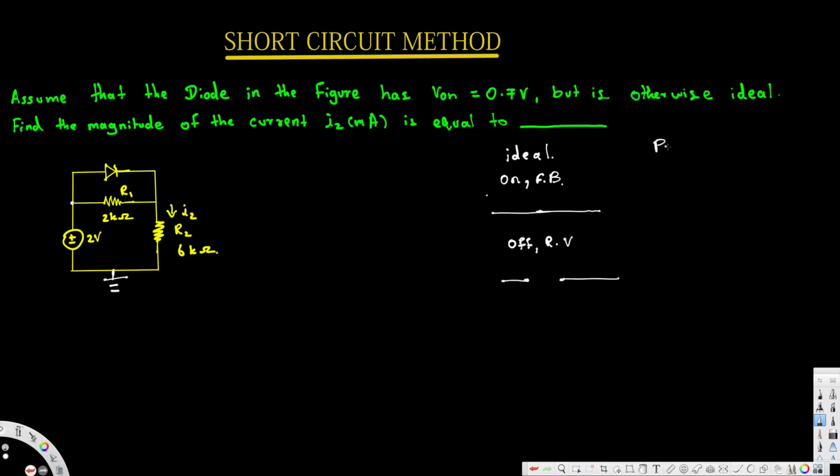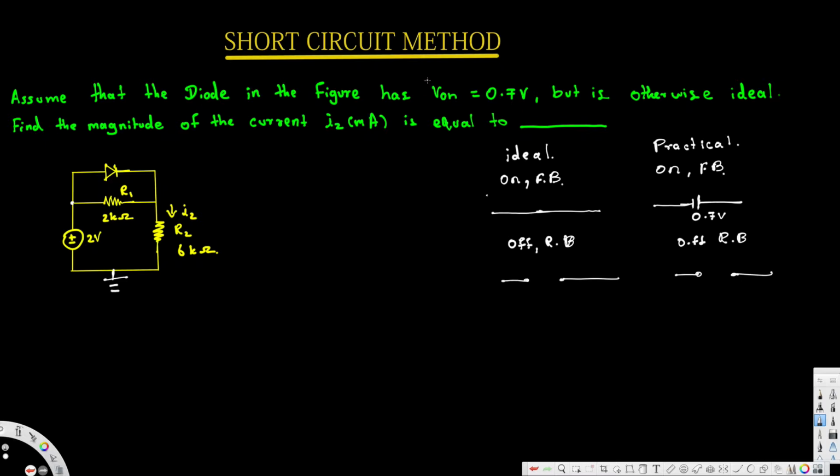But for a practical diode, if it's on or in forward bias, we replace it with a short circuit, but we are going to have a 0.7 volt drop. So we replace it with a 0.7 volt drop. And if it's off or in reverse bias, we replace it with an open circuit. So this is the difference between an ideal diode and a practical diode.